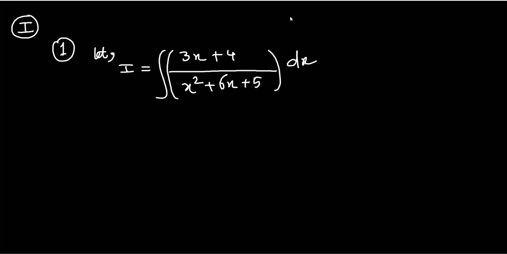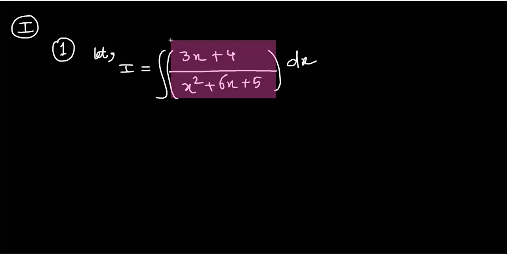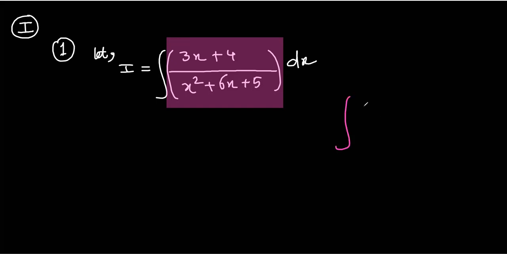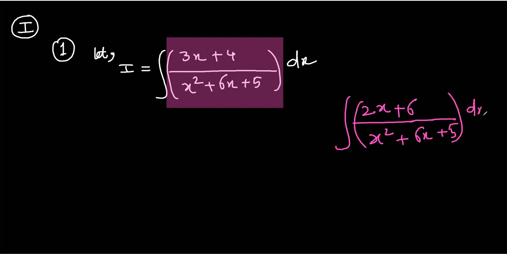As you all know, integrating a given function is all about applying a result. Do you have any result which you can directly apply here? The answer is no. We do not have any ready-made result which we can apply here. By ready-made result, I mean, suppose I have 2x plus 6 upon x square plus 6x plus 5.